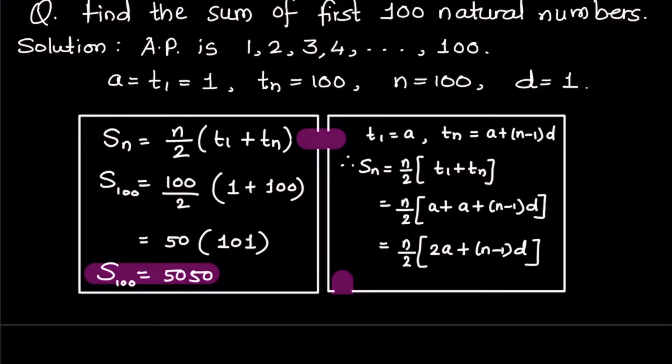So here, write down this formula: Sn equals n by 2 into (t1 plus tn). Now t1 is a, and the formula for tn is a plus (n minus 1)d. I have just written the formula for tn, and another notation for t1 is a. So n by 2 stays as it is, a plus a will be 2a, plus (n minus 1)d, which is our first formula.